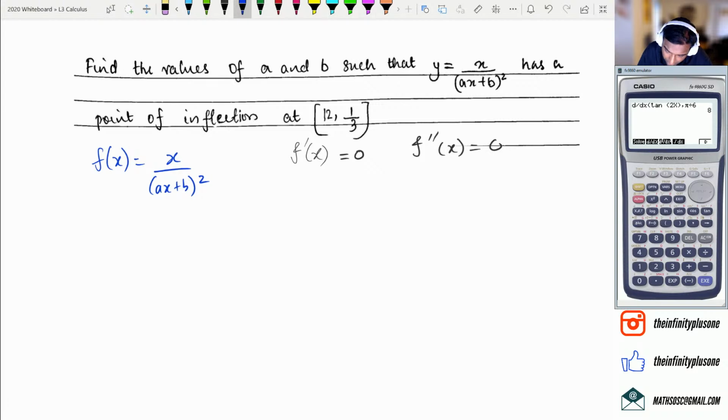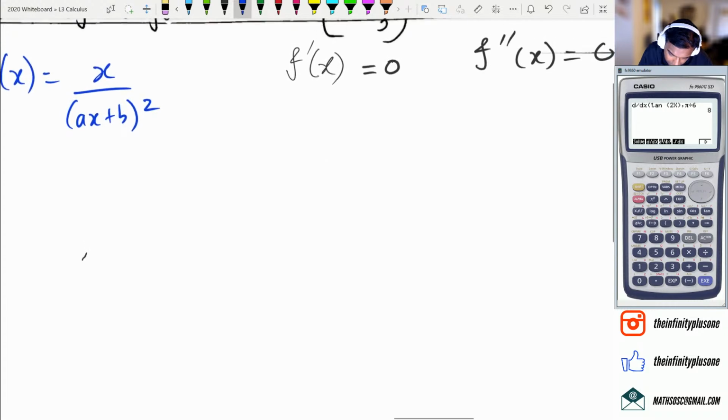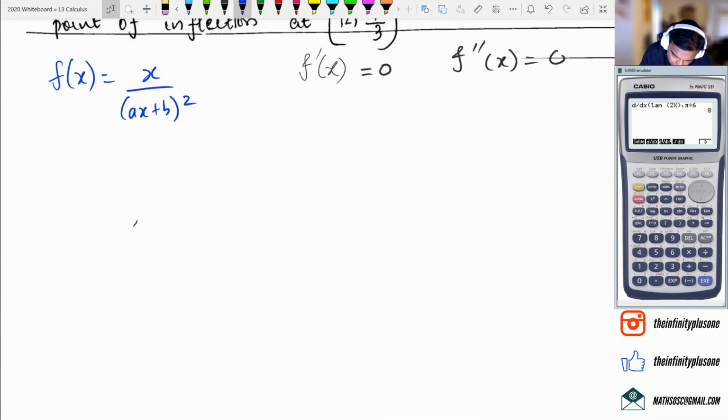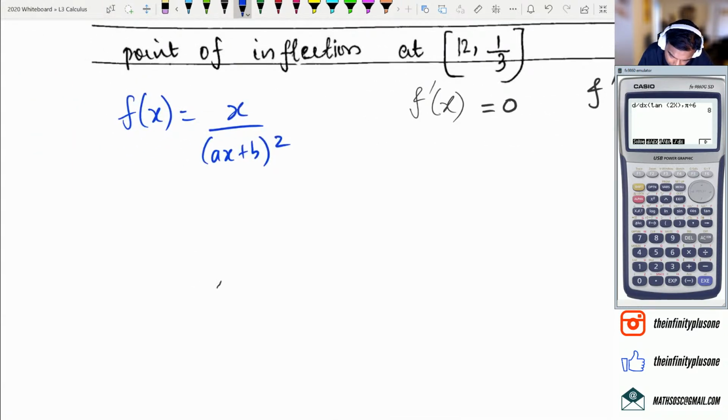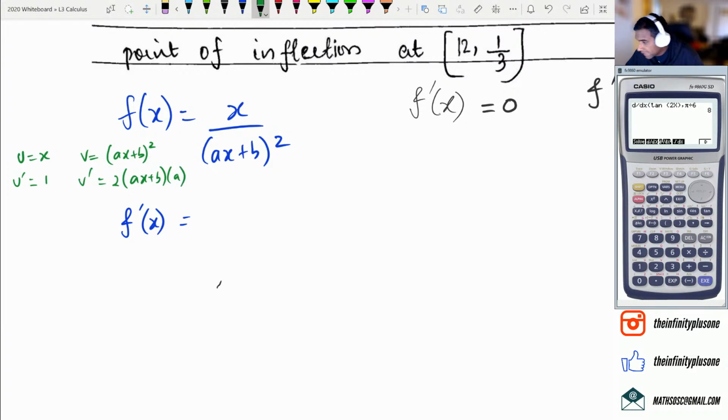Because we have a point of inflection at 12, 1/3, we're going to do f dash of x first. To do f dash of x, we are going to use the quotient rule. So that means we're going to put u equals x, v is equal to (ax plus b) squared. So u dash is equal to 1 and v dash is equal to 2 times (ax plus b) multiplied by a.